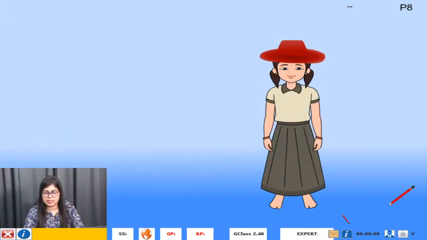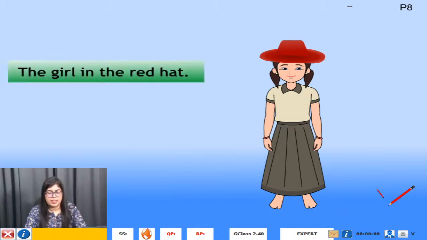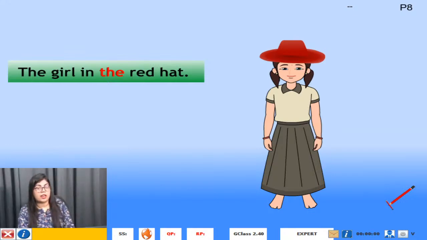Now let us look at some examples. What can you all see here, students? It's a little girl, and what is she wearing on her head? Yes, she's wearing a red hat. So, the girl in the red hat. Here we have the determiner the.